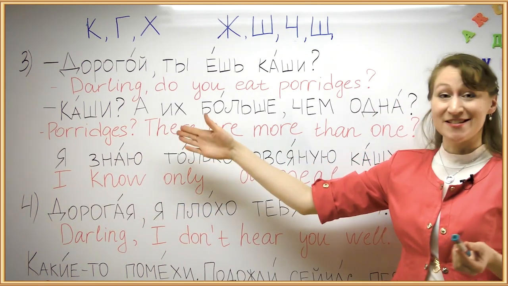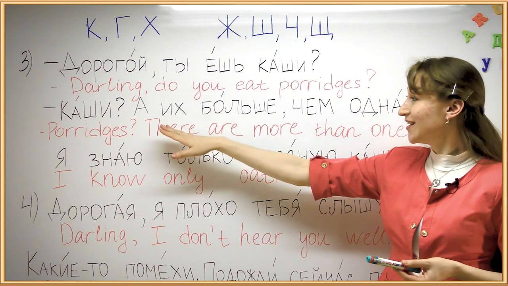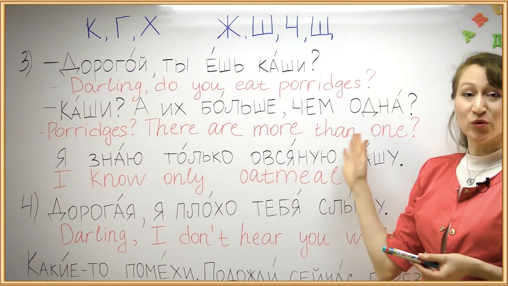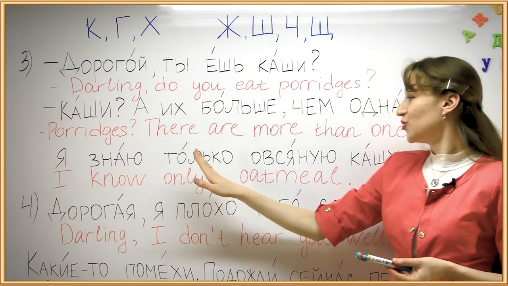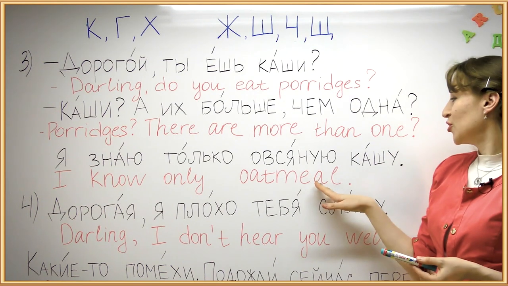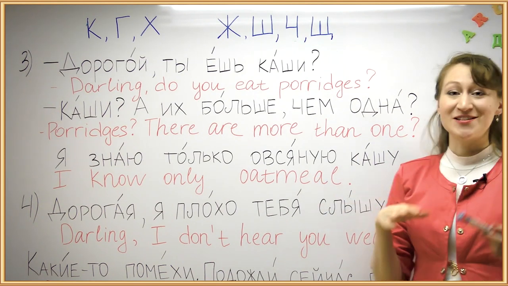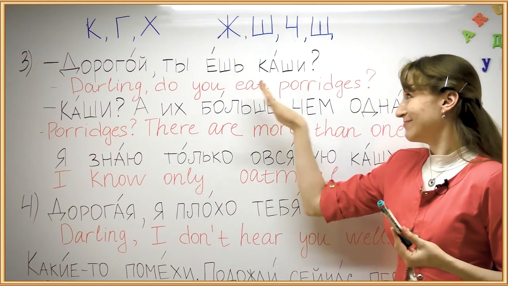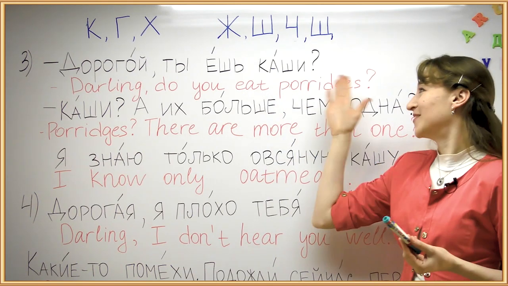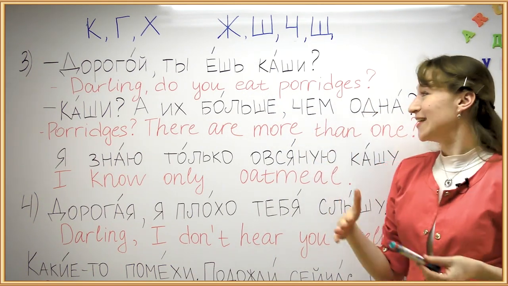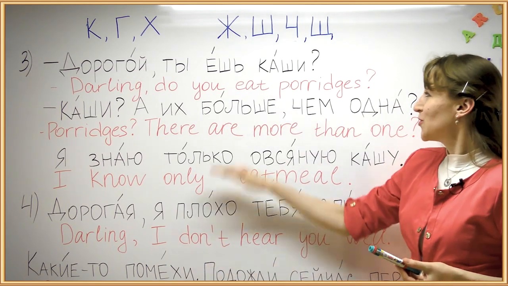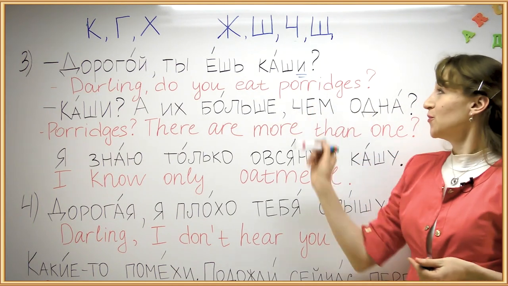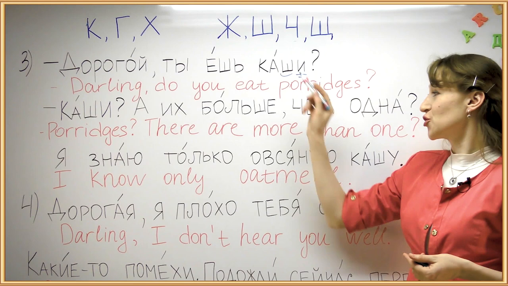Каши? He's surprised. Каши, it's plural. А их больше, чем одна? There are more than one. Я знаю только овсяную кашу. So that's what I told you about. In Russia, we love каши. Yeah, we love oatmeal, buckwheat, all kinds of каши. So we use this word in plural. And remember our seven-letter rule, we write E after Sh.